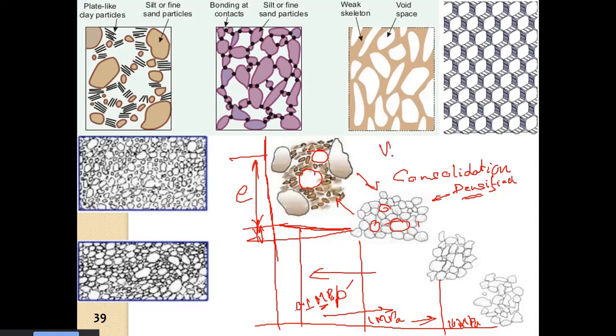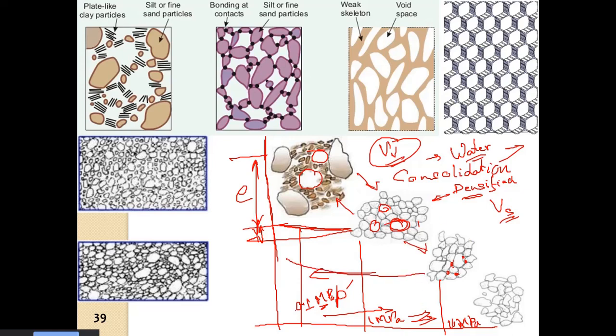So the volume of voids is getting reduced, while the volume of solids remains the same. Water is escaping from the volume of the voids. Then again we increase the load, so these pores will now collapse and it will move on to the small pores. So this is again consolidated.